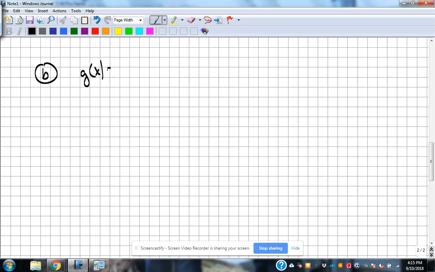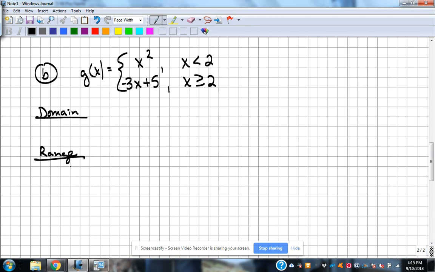G of x. Let's just do a two-piece one this time. x squared for x's that are less than 2, and -3x plus 5 for x's that are greater than or equal to 2. We can go ahead and answer the domain part of this because we don't need the graph to get the domain.